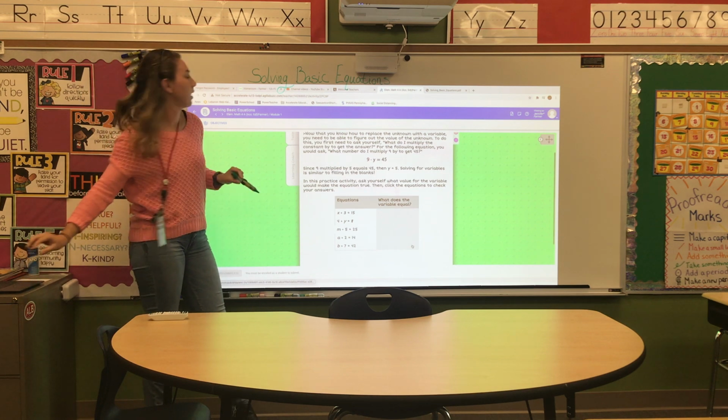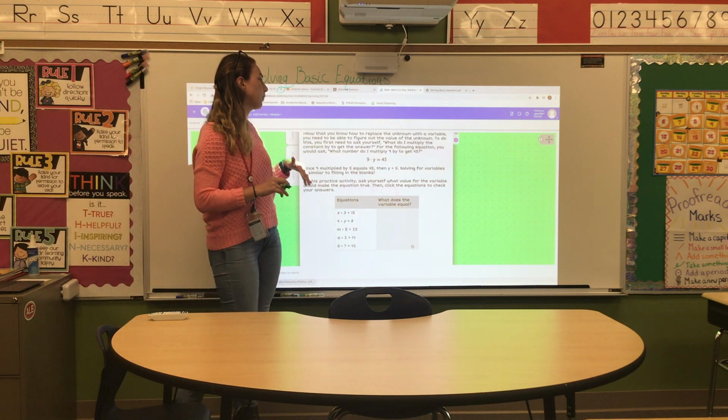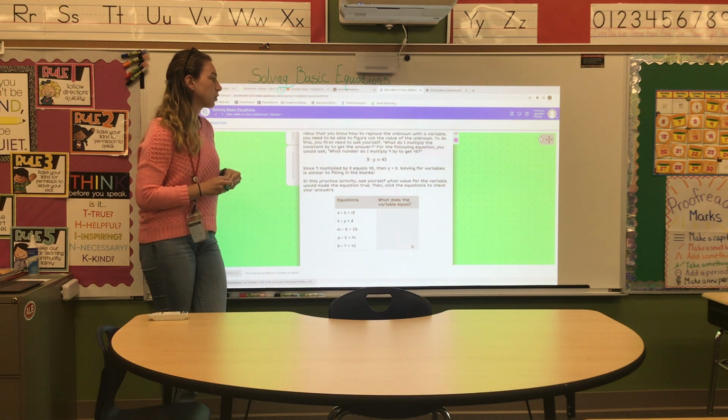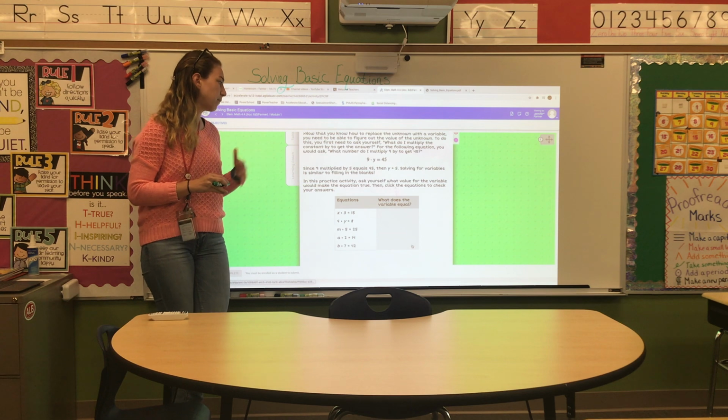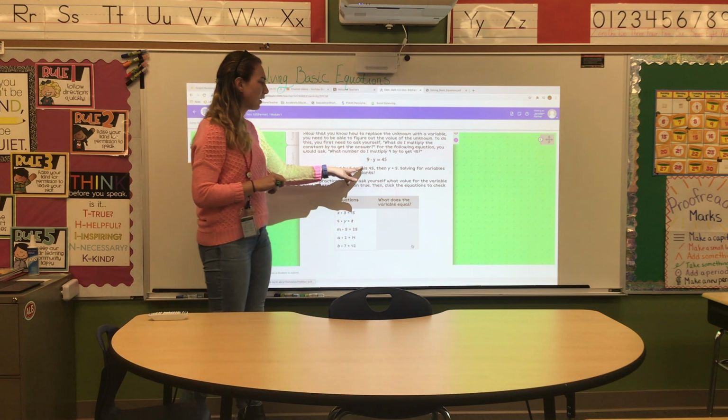So it says, now that you know how to replace the unknown with a variable, you need to be able to figure out the value of the unknown. To do this, you first need to ask yourself, what do I multiply the constant by to get the answer? For the following equation, you would ask, what number do I multiply by 9 to get to 45?